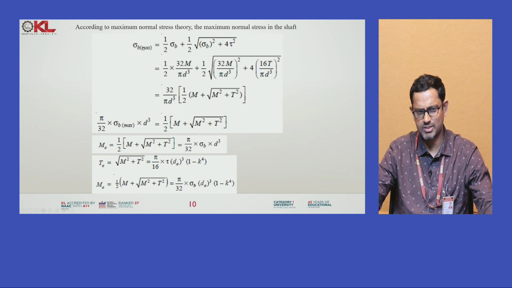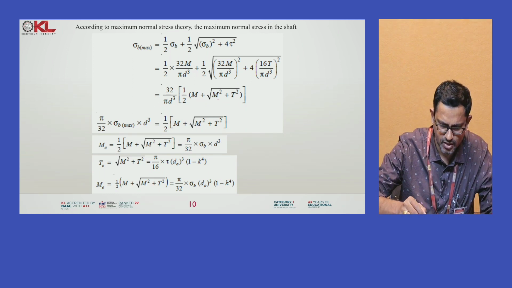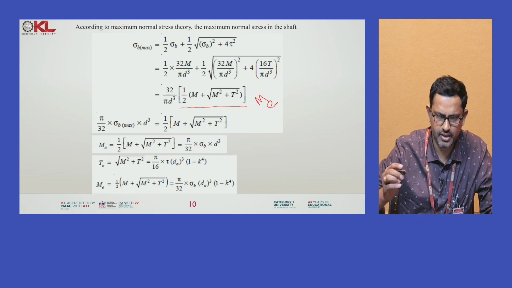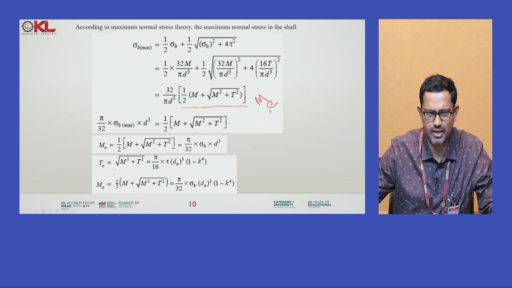Sigma 1, the principal stress, is equal to sigma x plus sigma y by 2 plus or minus under root sigma x minus sigma y by 2 whole square plus 4 tau square. According to that equation, and by substituting sigma y is equal to 0, we will get this equation. Now by substituting sigma b values as well as the tau values from the previous equations, we will get the final equation. This equation we will call the equivalent bending moment, indicated with Me.